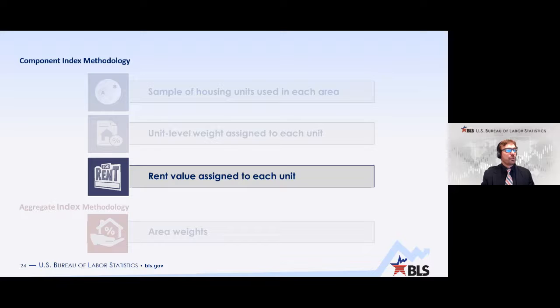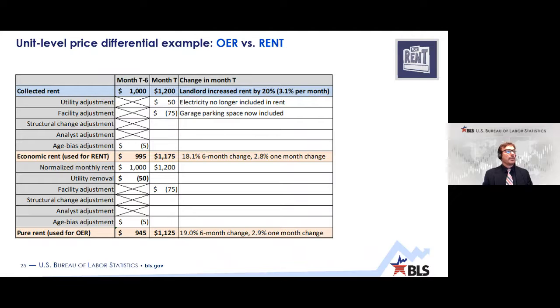Okay, let's move on to the rent value that's assigned to each unit and explain why that can be different. So here's a hypothetical example showing that we start at the top with the collected rent that we might collect out in the field. The previous month, or 6 months ago for this panel, we collected a rent of 1,000. And then in the current month, our collected rent is 1,200. So the landlord increased the monthly rent by 20%, and this equates to 3.1% per month.